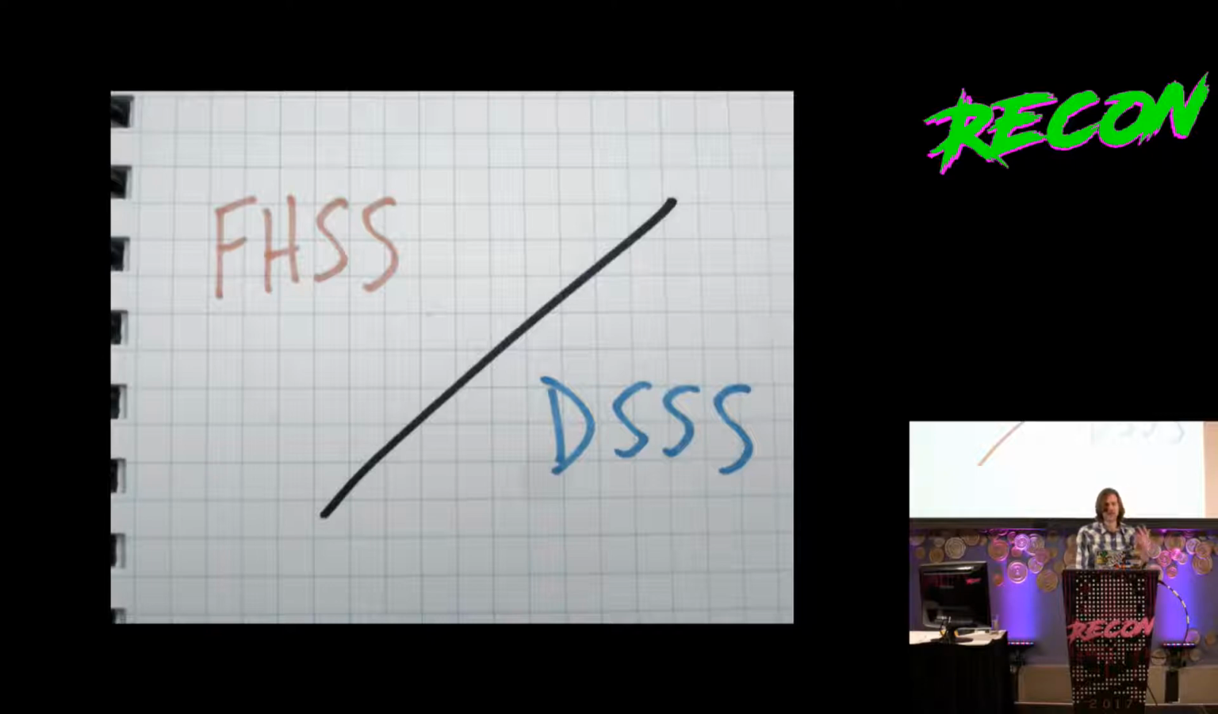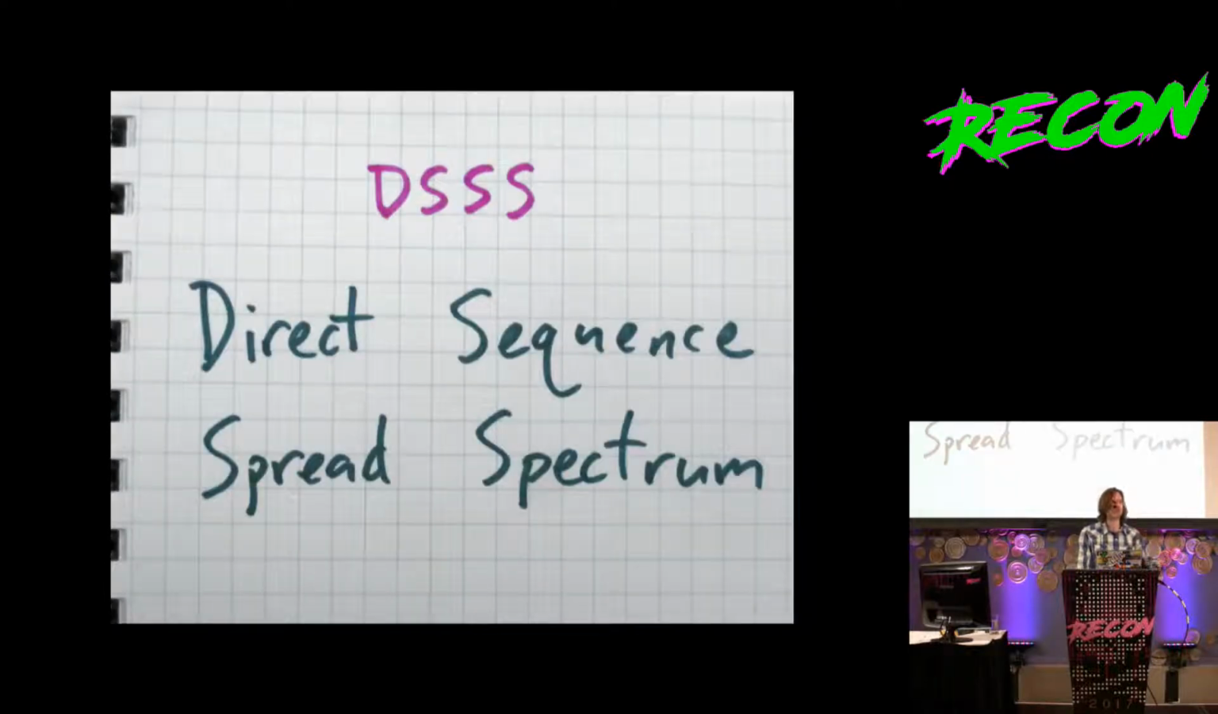Direct sequence spread spectrum tends to be misunderstood. When it was first explained to me years ago, it was explained completely wrong. So I'm going to take a little bit of time to tell you how direct sequence spread spectrum works, and then we'll look at how to reverse engineer a DSSS signal.